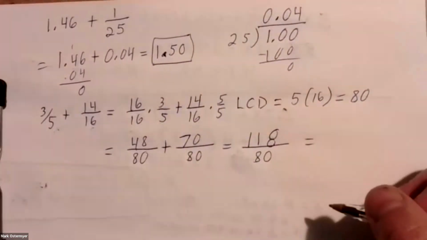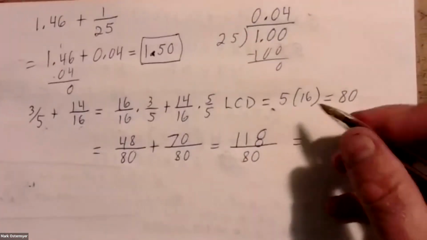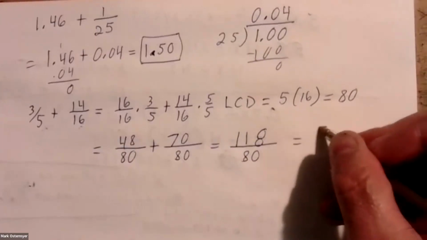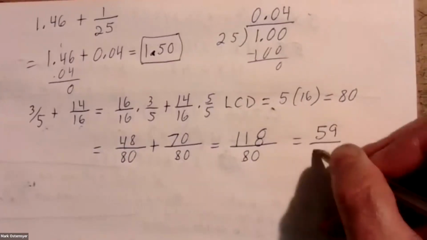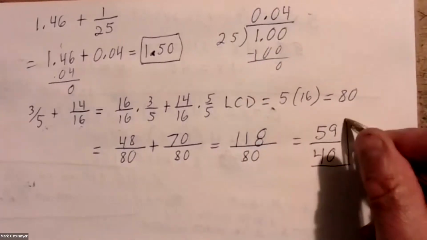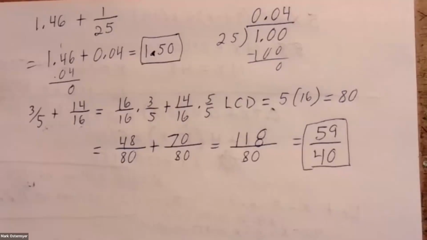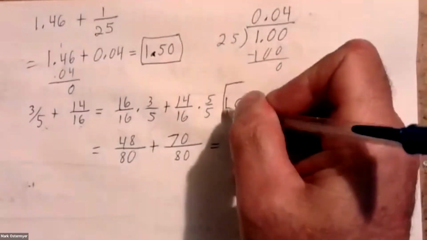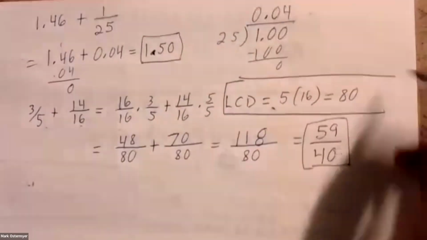Can we reduce 118 over 80? Well, we take it down by 2, down to 59 over what, 40? And I believe that's as low as she goes. Do you agree? Okay. This is complicated. So we're adding fractions together, aren't we? So we had a common denominator, and our least common denominator was what, 80? Yes. We went from there.